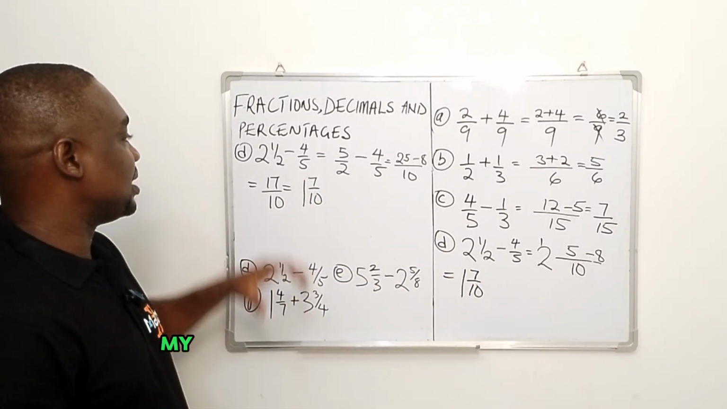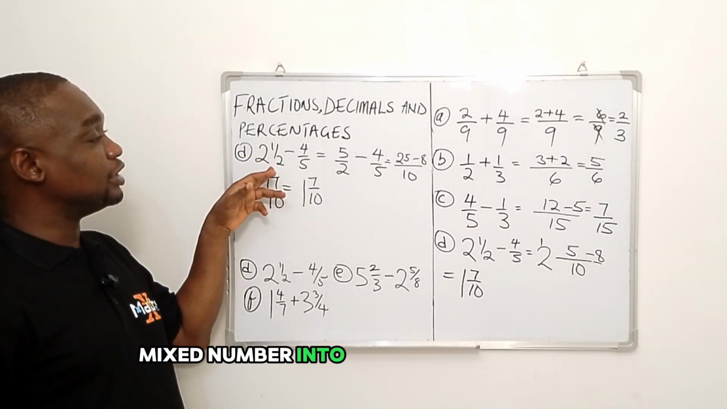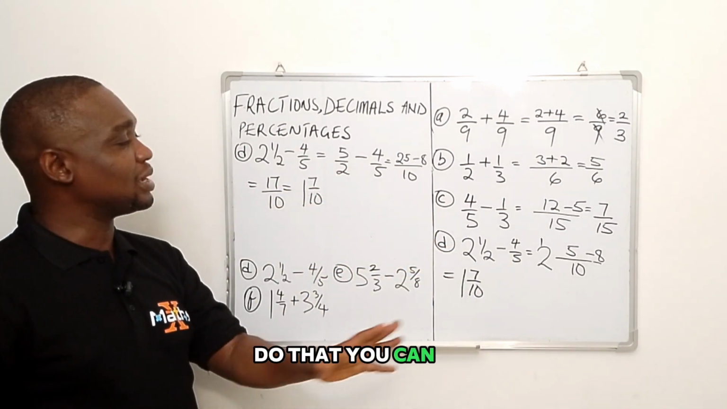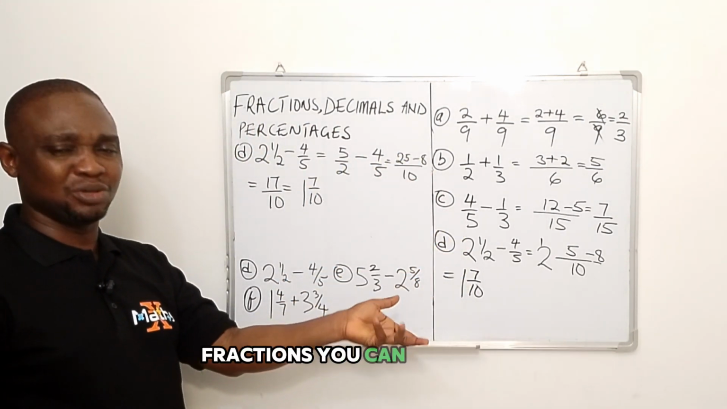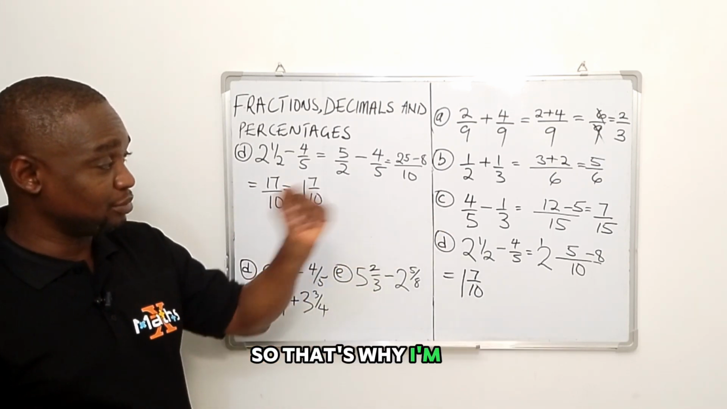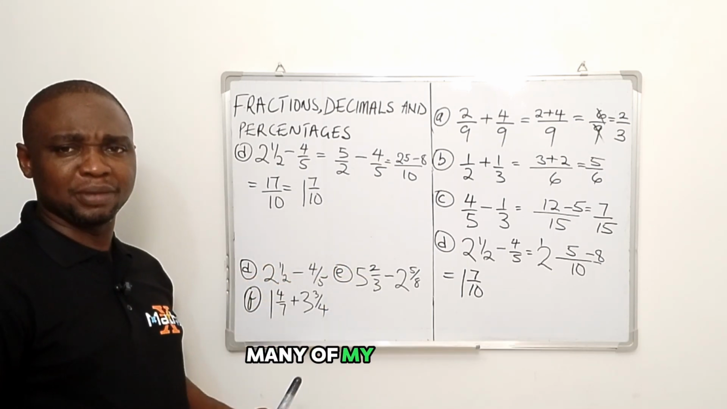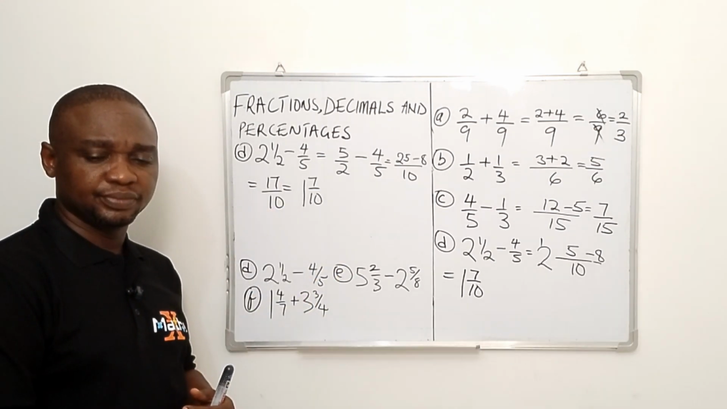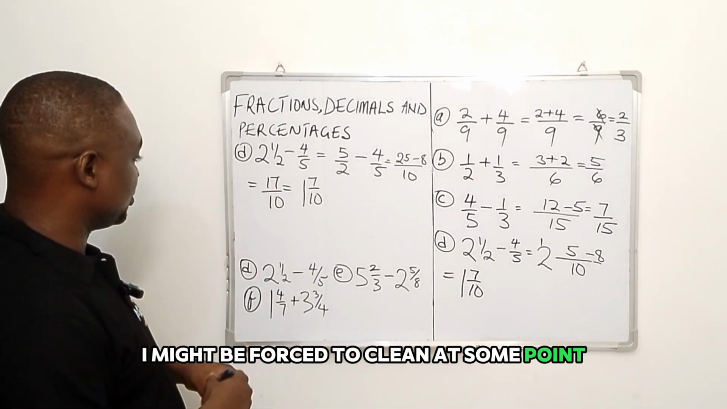So I've seen my students choose to convert this particular mixed number into an improper fraction to be able to solve. But what I'm saying here is that you don't need to do that. You can do the subtraction as a mixed number. It doesn't change anything. That's why I'm doing this class online, so that many of my students, and maybe the ones watching from across the world, can see that this can be done. Let's look at our E example. I might be forced to clean at some point, so do bear with me.